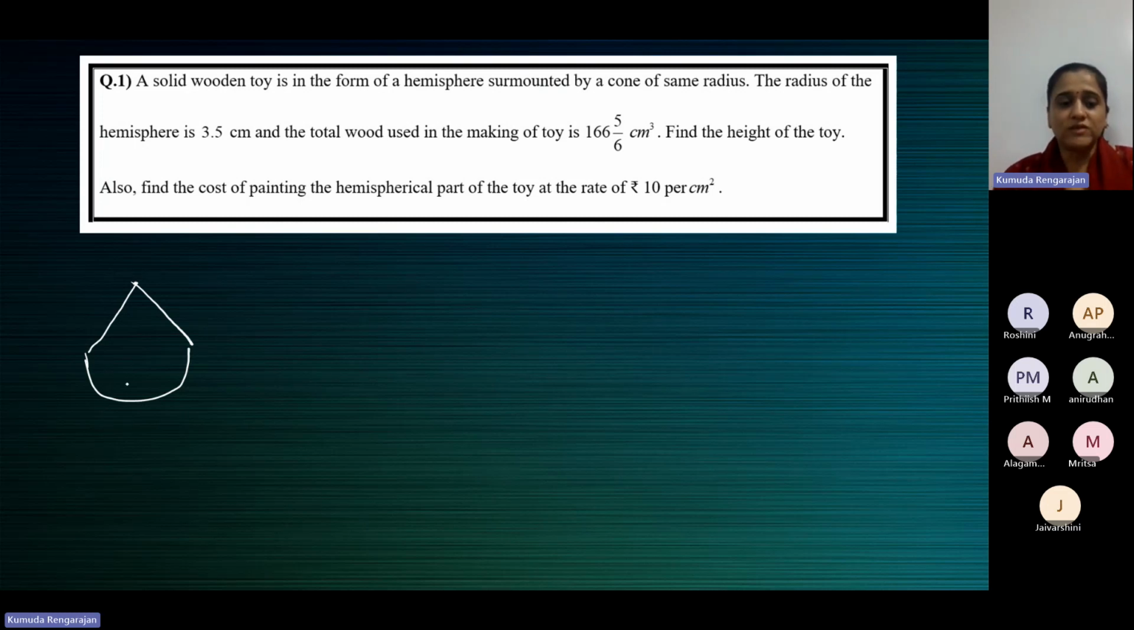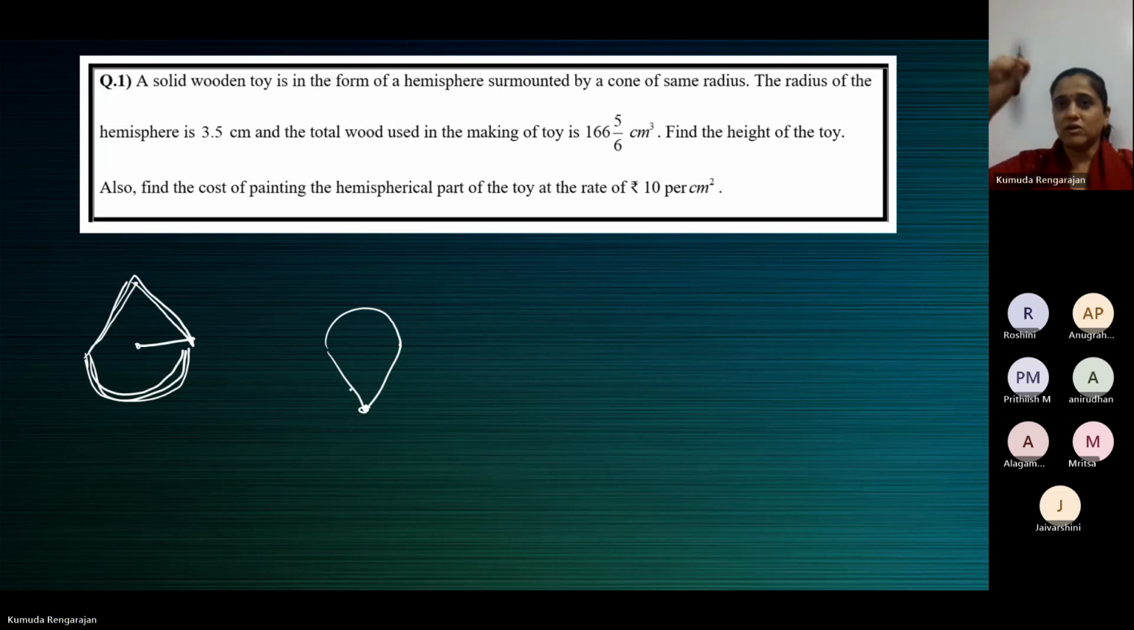So this toy is in the form of a hemisphere. You can see the bottom, it's a hemisphere surmounted by a cone. That means there's a cone on top of the hemisphere. And of course, the toy will not stand like this, no? So it's like this is the toy. You can rock it, it will not fall at all, it will just go left, right like that. And the radius of the cone and the radius of the hemisphere is the same.